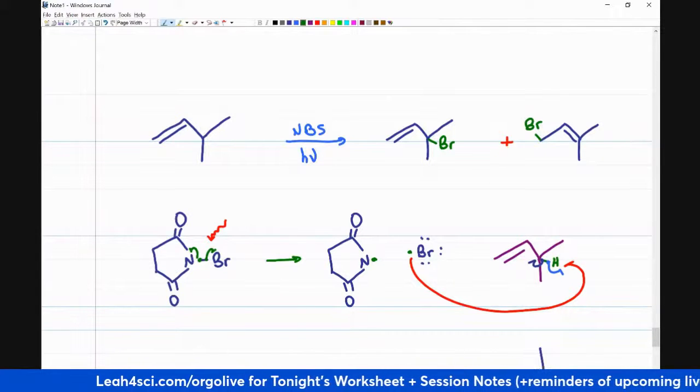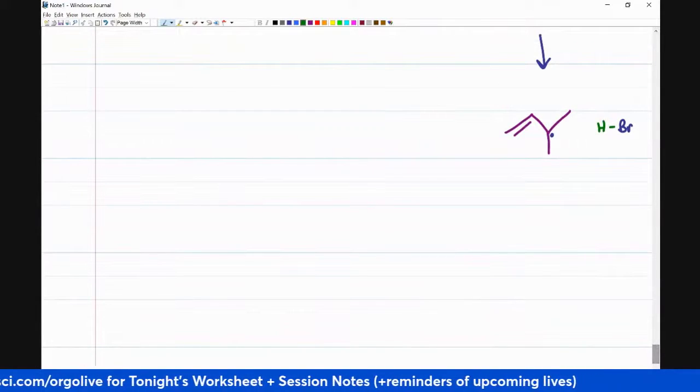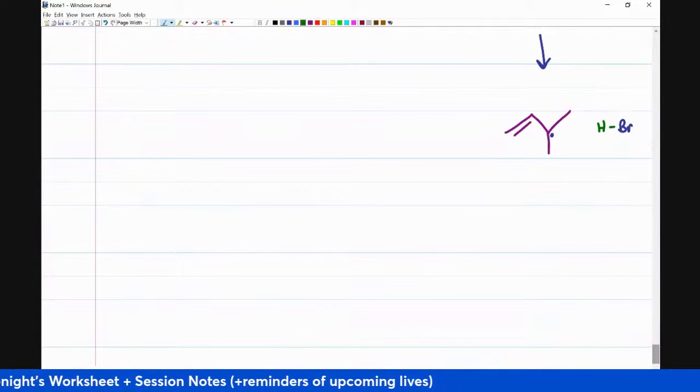What happens to give us the second one is that when we have that radical intermediate, we have one option where this reacts as it is.